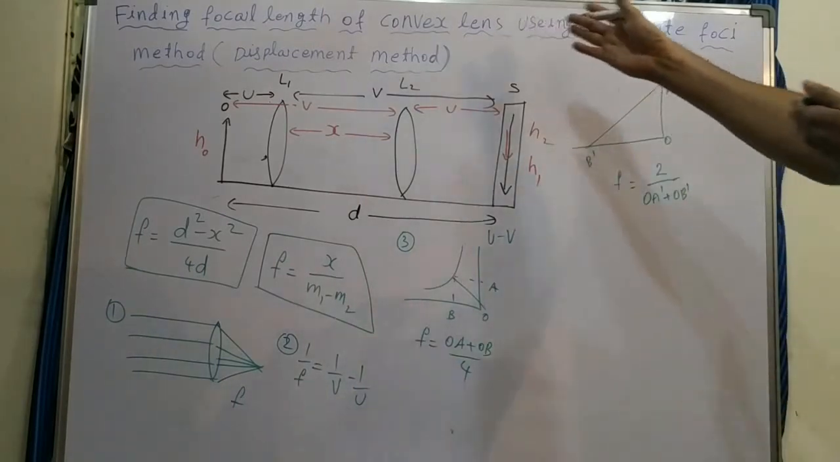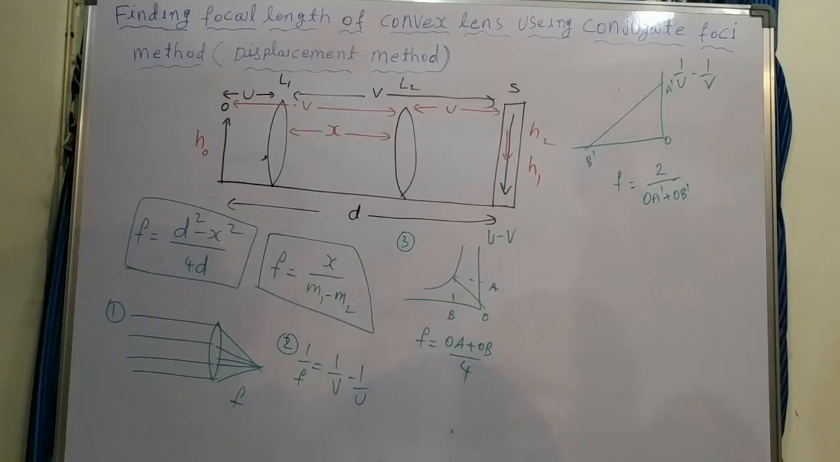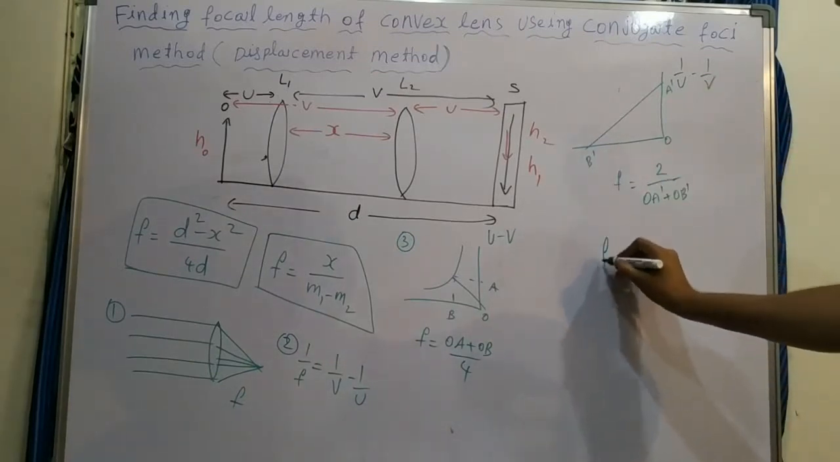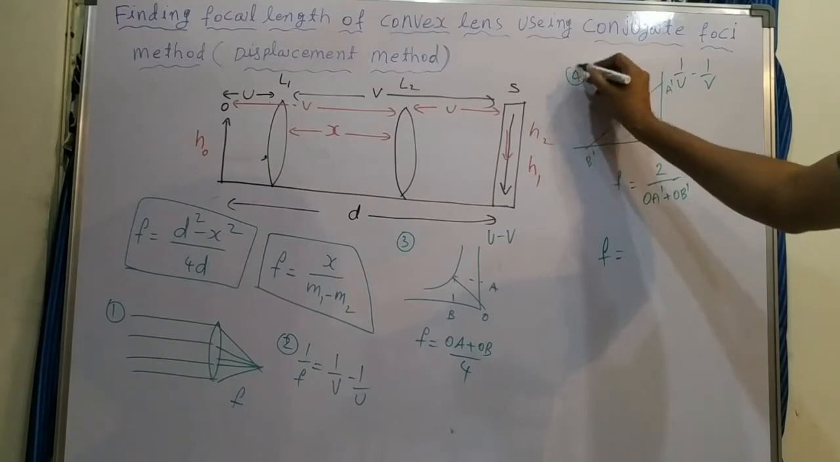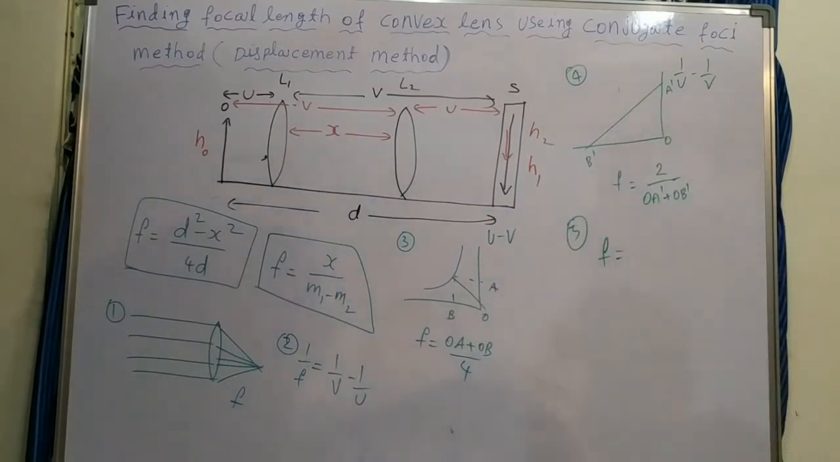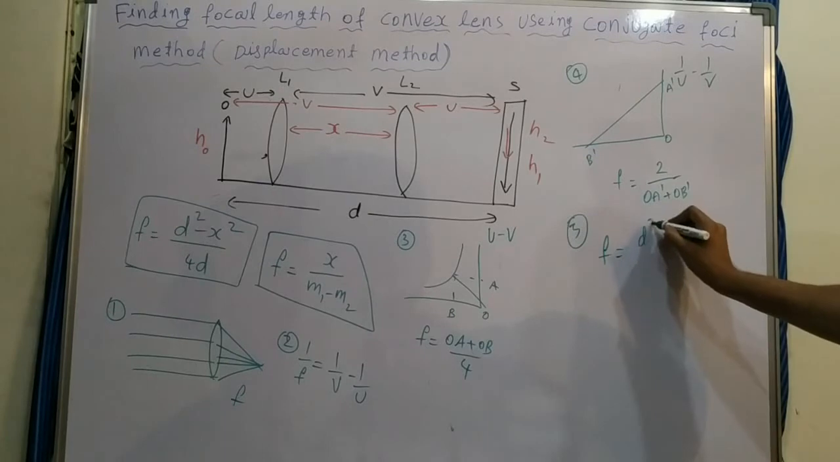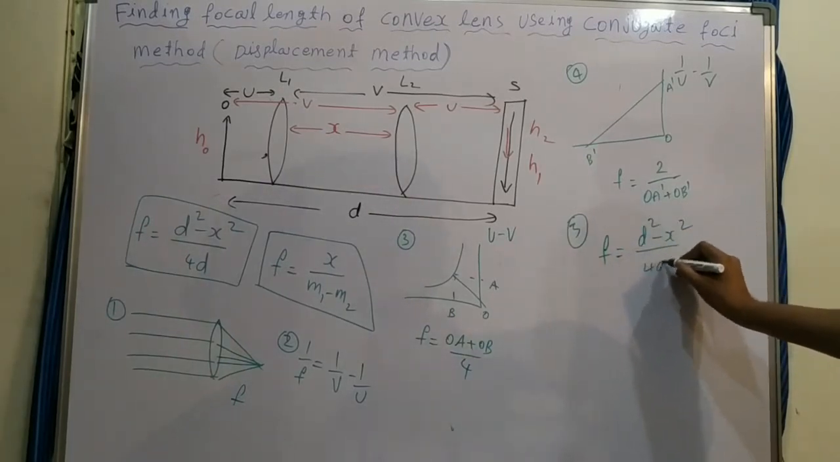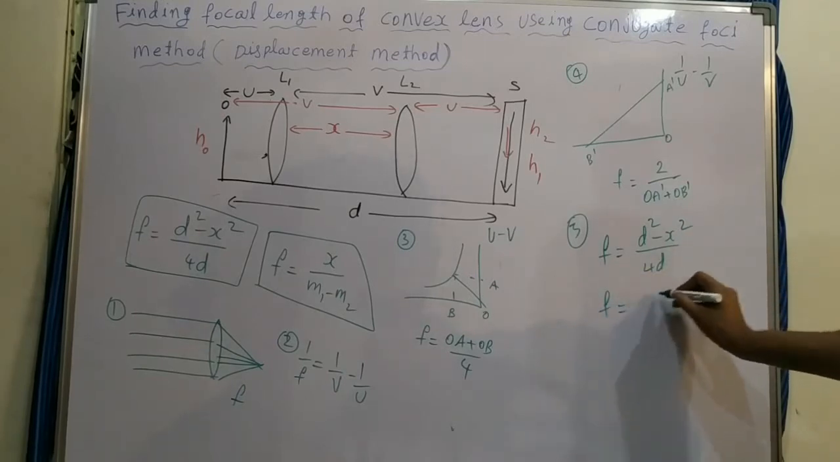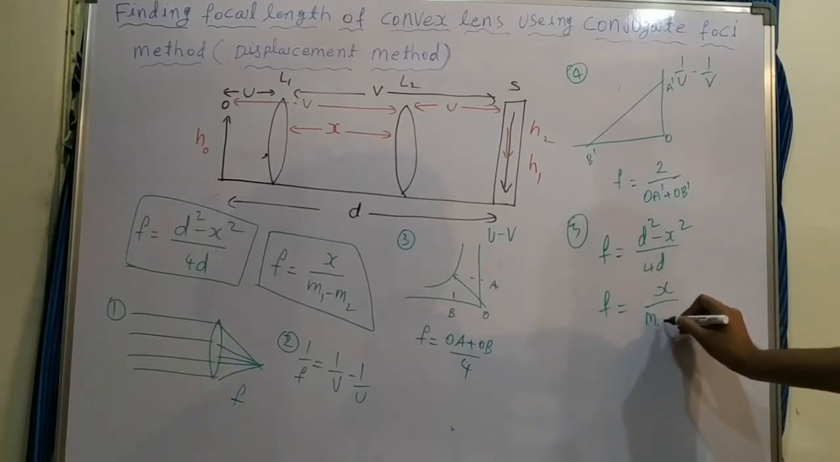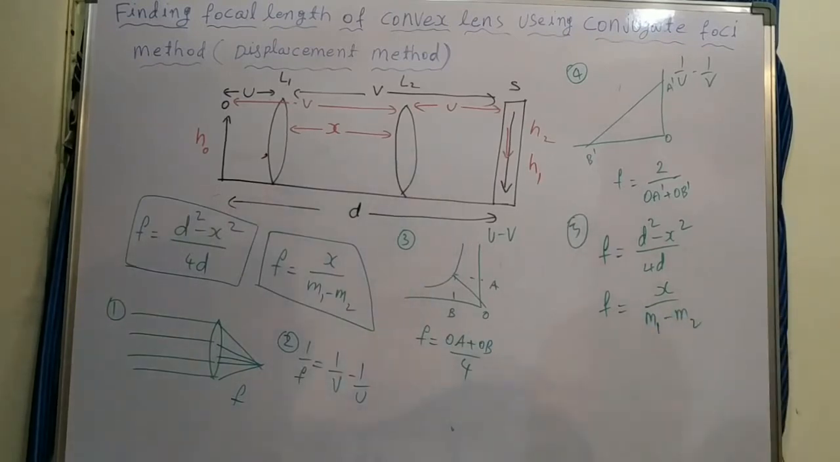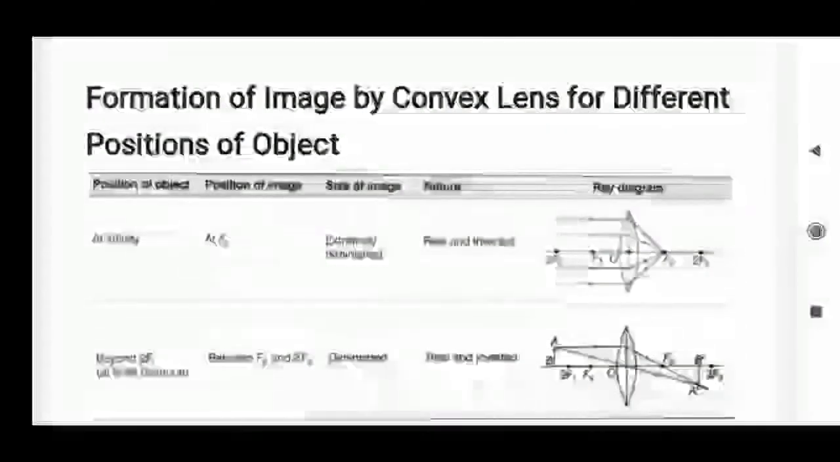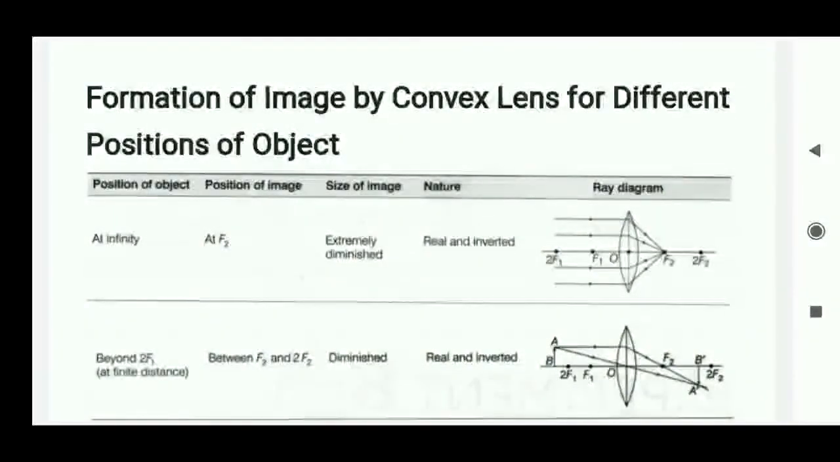And the last one we discussed, that is the conjugate foci method or displacement method. In that, the focal length F is equal to, using the fifth method, (distance between the screen and object square minus displacement of the lens square) by 4d. Otherwise, using x by (m1 minus m2), magnification in the first position minus magnification in the second position. Like that we can calculate. 5 methods are there. Now we'll see the characteristics of the image formed by a convex lens.